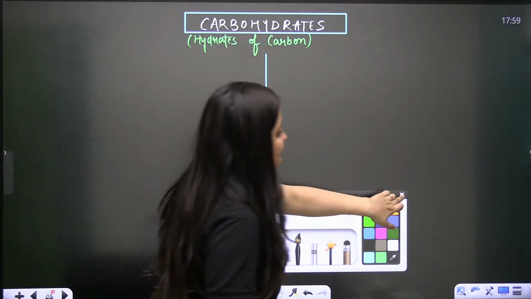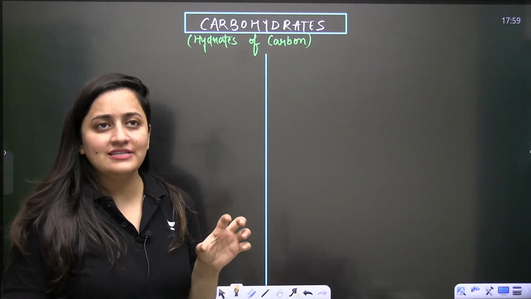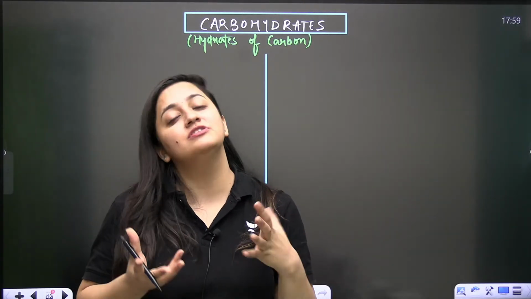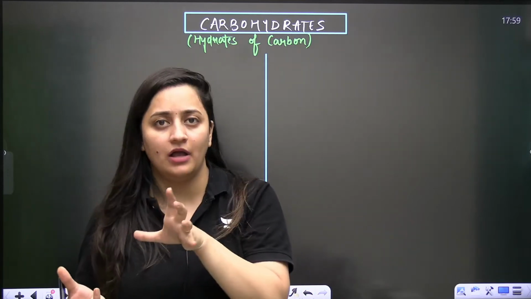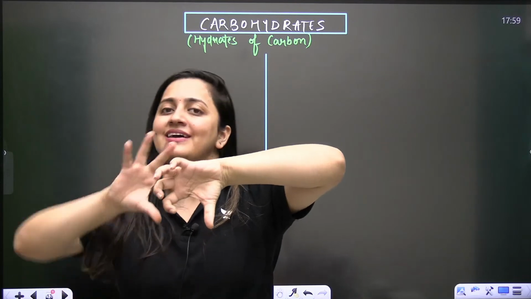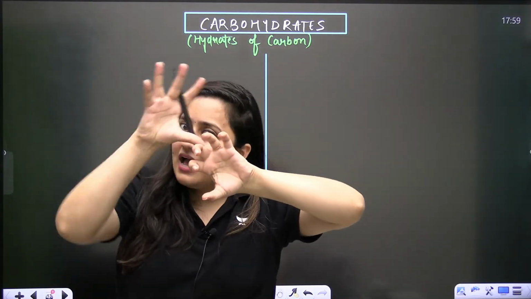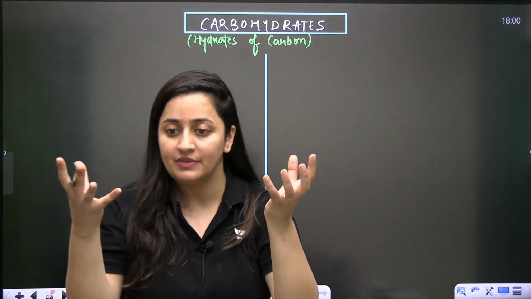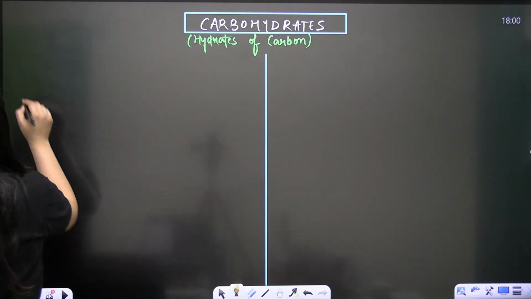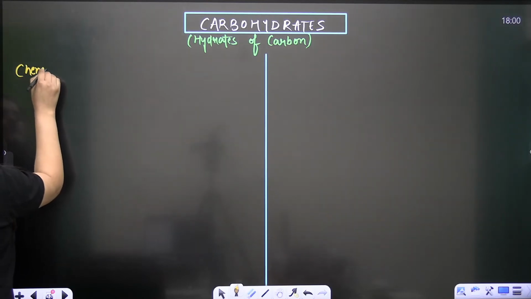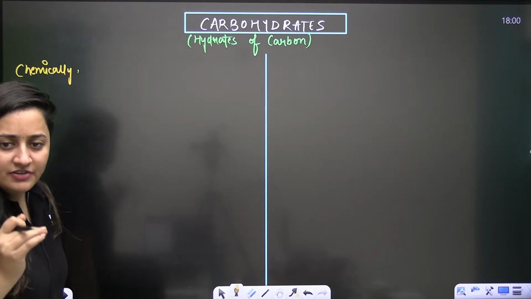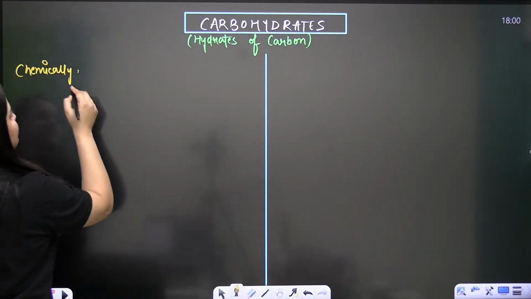If you will see here in the carbohydrates, you will see that the number of carbon and the number of water molecules are the same. Hydrates of carbon, especially when you talk about the monosaccharides. So the number of carbon and the number of water molecules is the same. It is the hydrates of carbon. Now chemically, if I need to define it, first of all, let me define it chemically, then we'll come to the source of energy and other points. But first of all, chemically, what are these carbohydrates?